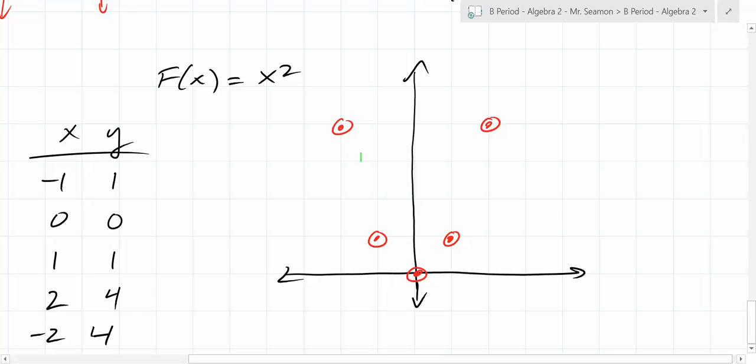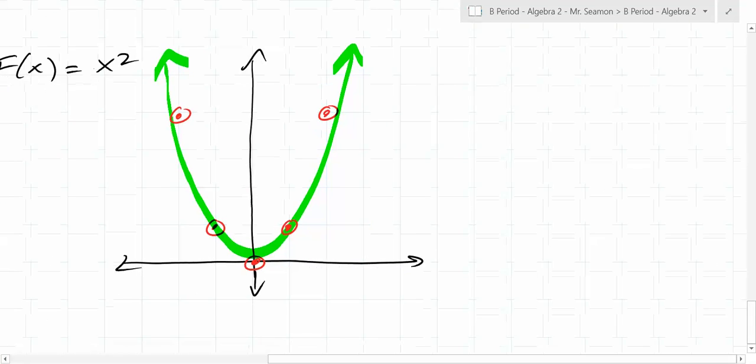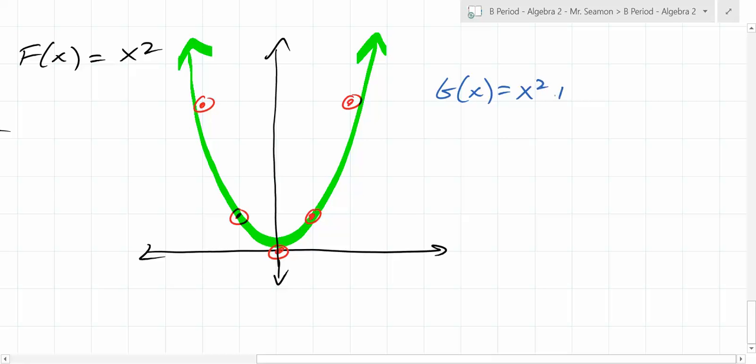If you plot these and then connect them, is this a straight line in any way? Nope. So there's your base parabola. What we're going to do is graph lots of different parabolas based on this one right here. So my first question is, what do you think happens if I said, I don't know, g of x is equal to x squared plus 2?